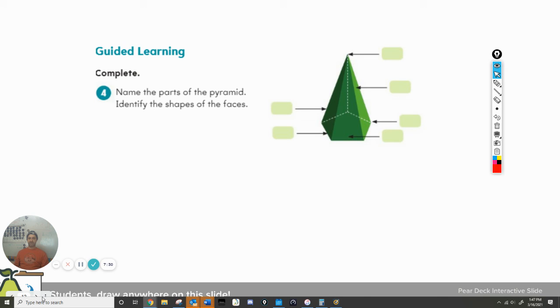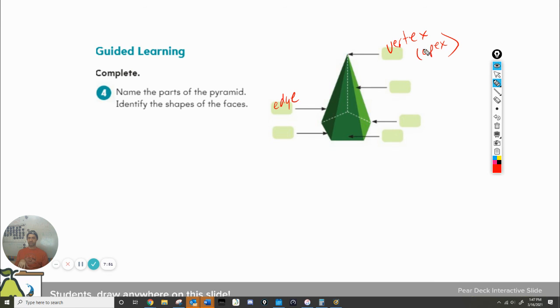Let's name the parts of this pyramid and identify the shapes of the faces. I shall race you. Go. That's an edge. That's a vertex. The special top of the pyramid is called the apex. Keep going. You can pause me too in case I'm going too fast for you. This is a face. Also a vertex. I'm assuming this is a base. I'm assuming this is the edge as well.